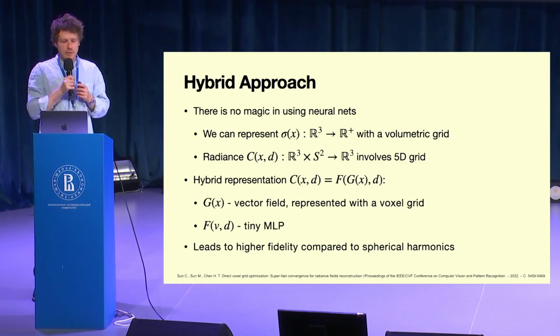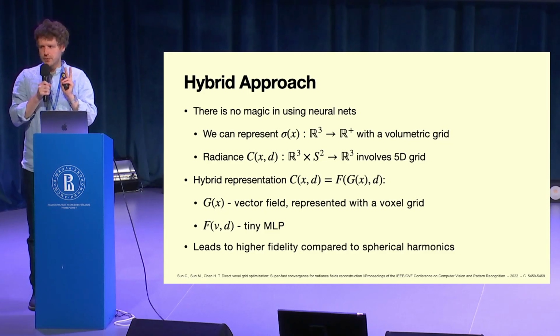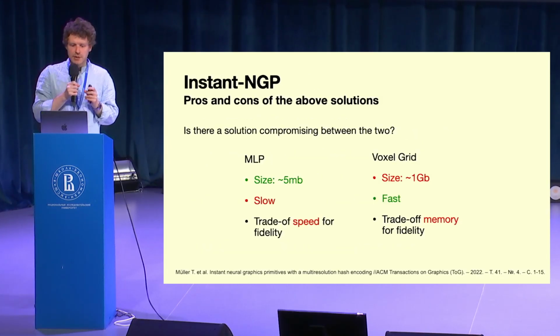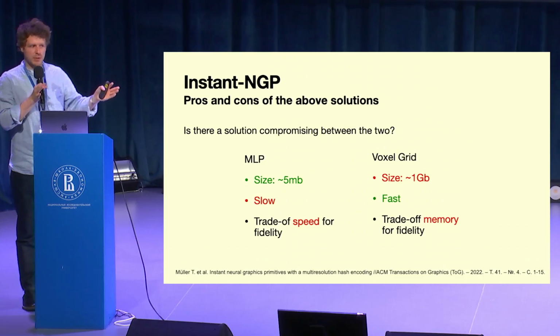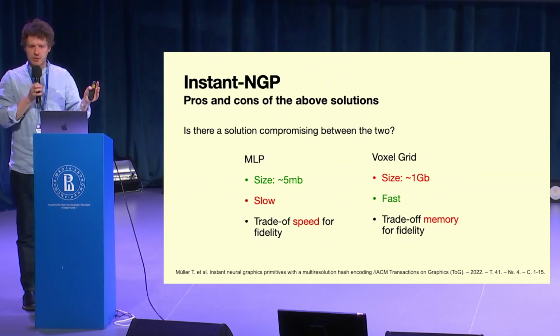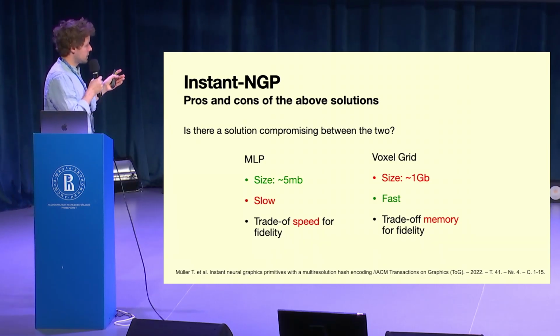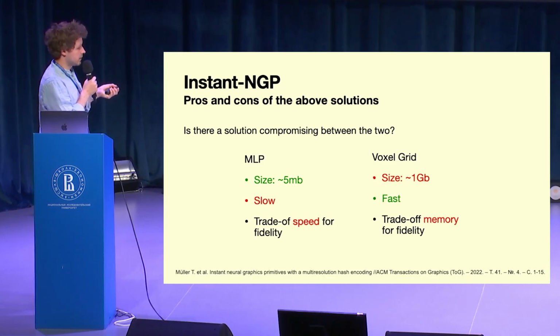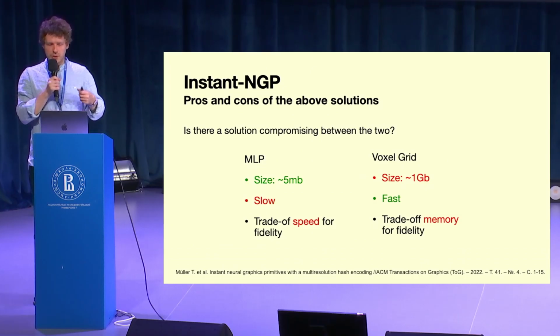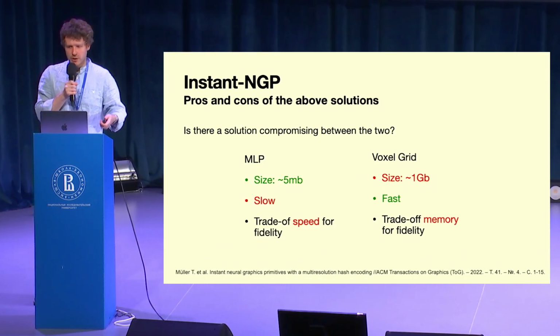Okay, so now we have 2 ways to represent radiance fields for novel view synthesis. These 2 ways are using MLPs, which essentially lead to pretty good rendering quality, but they are very slow to render with and to train with. And the deal is that you usually trade off speed in rendering and training for fidelity with MLPs.